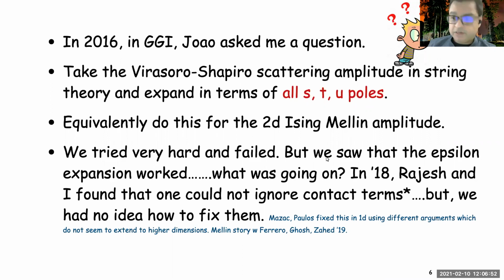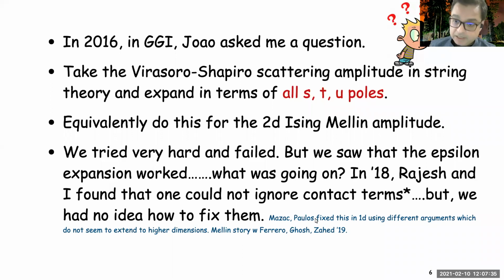But nonetheless, there was something that worked. We knew that the epsilon expansion worked. It gave us the correct results, which matched the anomalous dimension results that came from the Feynman diagram approach, at least up to a certain order. It also gave us new results about the OPE coefficients. So we scratched our heads for a very long time. We couldn't understand what was going on. And in the language of Mellin bootstrap in 2018, Rajesh Gopakumar and I found that one could not ignore these contact terms, these diagrams in red. But needless to say, we did not have any clever ideas how to fix them.